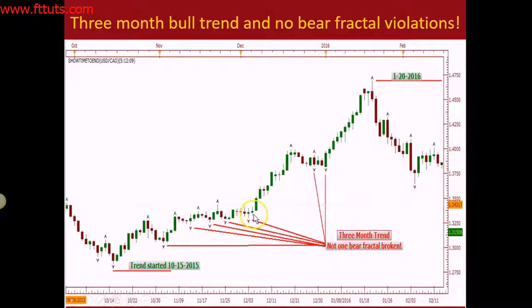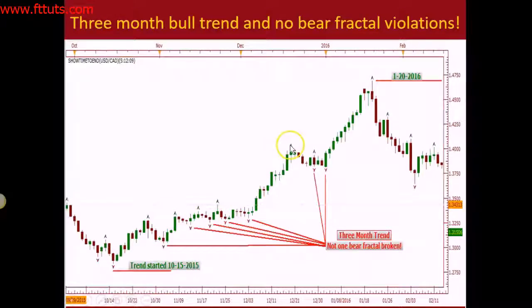All right, so let's look at a 3-month bull trend and no bear fractal violations at all. When the trend started right here on 10/15/2015 with a bear fractal, then a 3-month trend, no bear fractal break. There's a bear fractal, there's the next one, next one, next one. Therefore, if you follow the structure in the break of the bull fractals, you should be safe all the time.